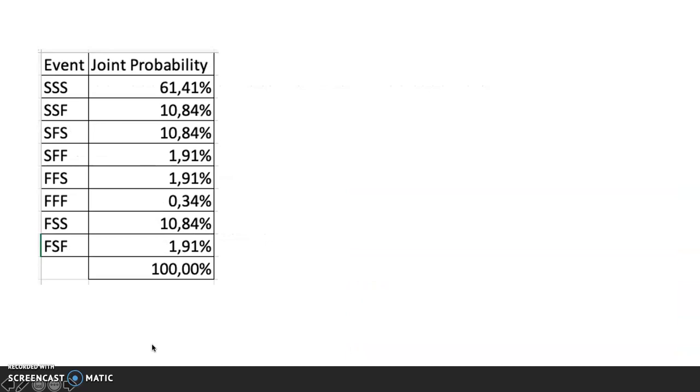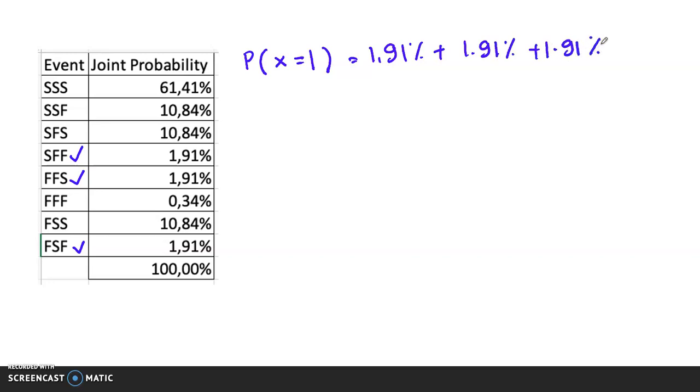We can combine events with the same number of successes using the addition rule. We use the addition rule for mutually exclusive events. For instance, in order to find the probability that one customer uses a credit card, we add the probabilities that correspond to the outcome. So for one customer that uses a credit card, we have this event, this, and this. So the probability that x equals 1 is 1.91% plus 1.91% plus 1.91%, because there are 3 events, which is equal to 5.73%.